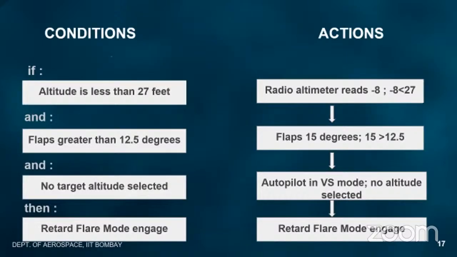Further, at about 1,000 feet from the ground, auto throttle started killing thrust. But autopilot, recognizing the requirement of lift, started to nose up the plane, as retard flare mode conditions were met well before landing.